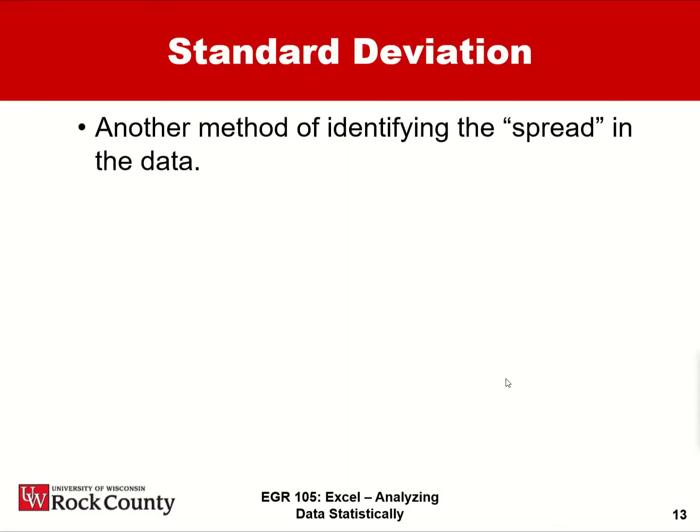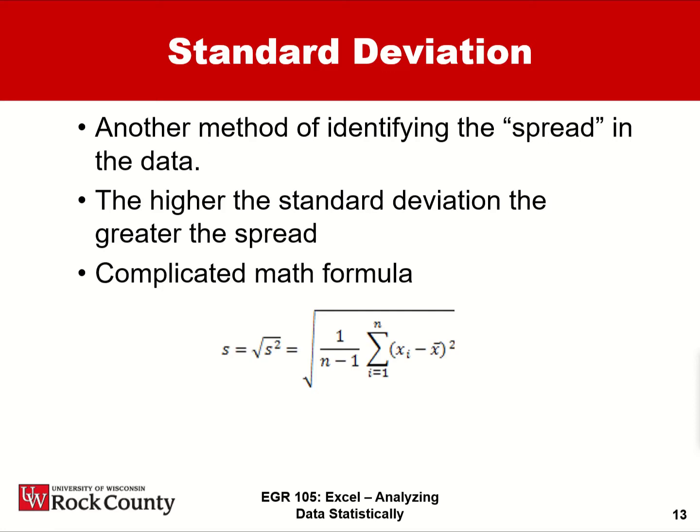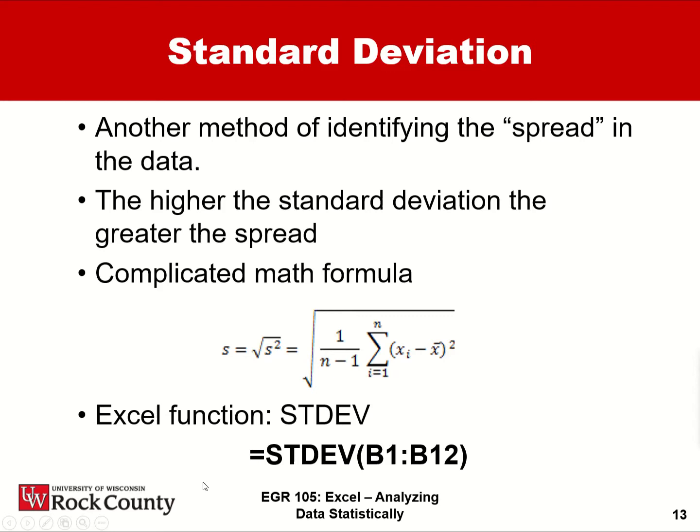So again, another method of looking at the spread of something is standard deviation. And again, similar to variance, the higher the standard deviation, the greater the spread. It too has a complicated formula. It's exactly the same formula as variance, except it's the square root of it. That's all it is. It's just the square root of it, right? And it's denoted by this square root sign and using STDEV as the standard deviation. So let's take a look at that.